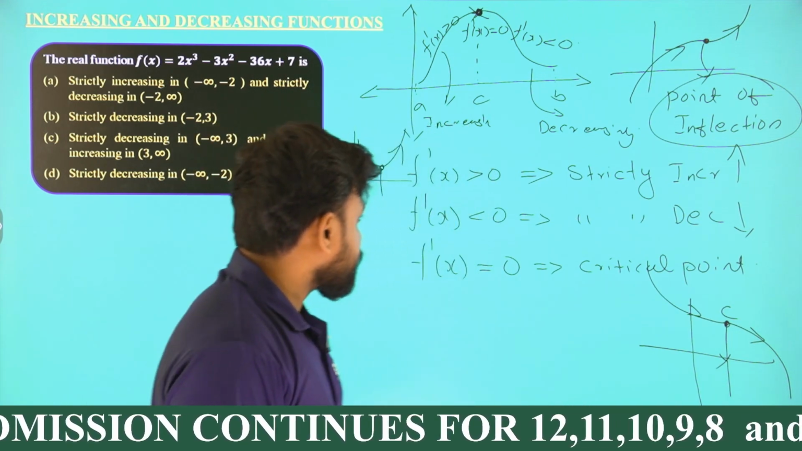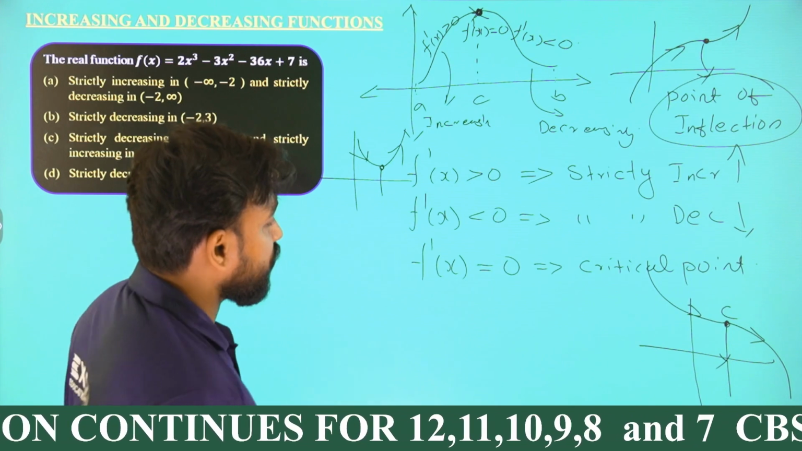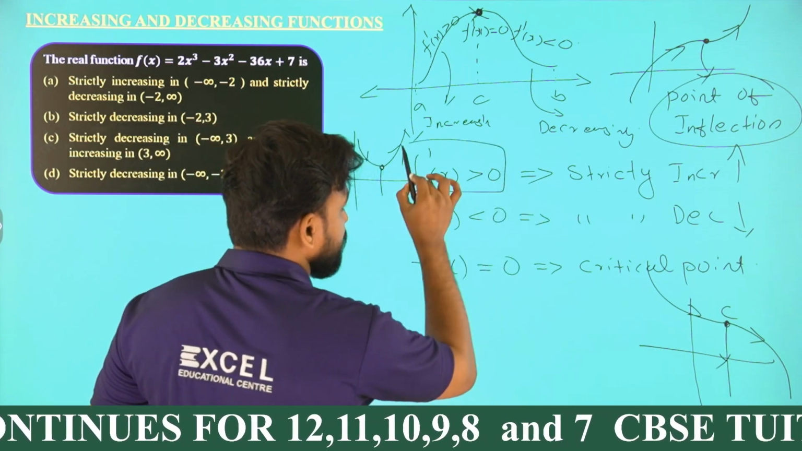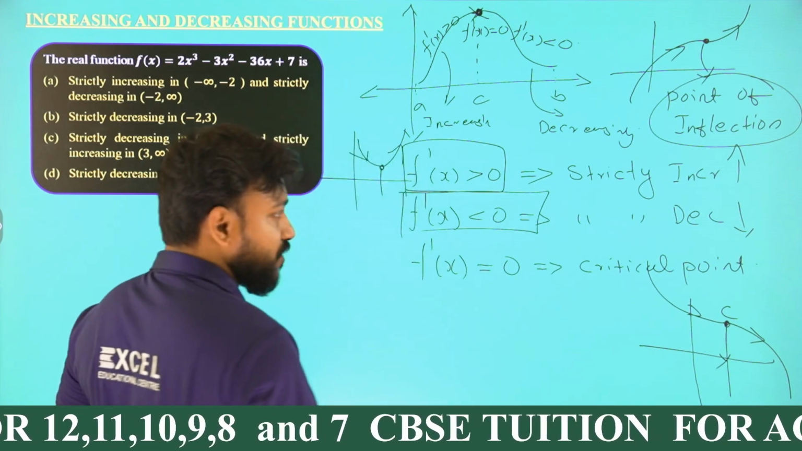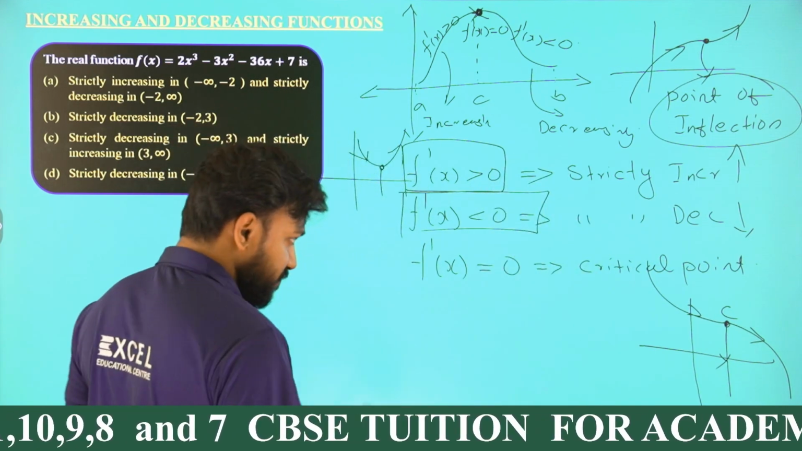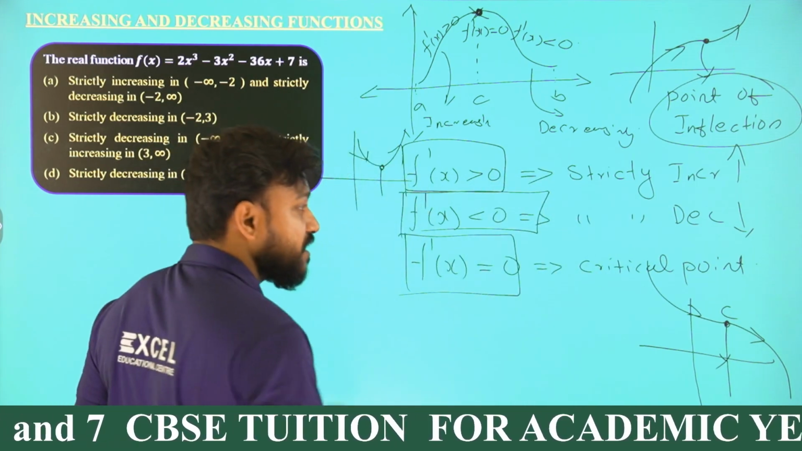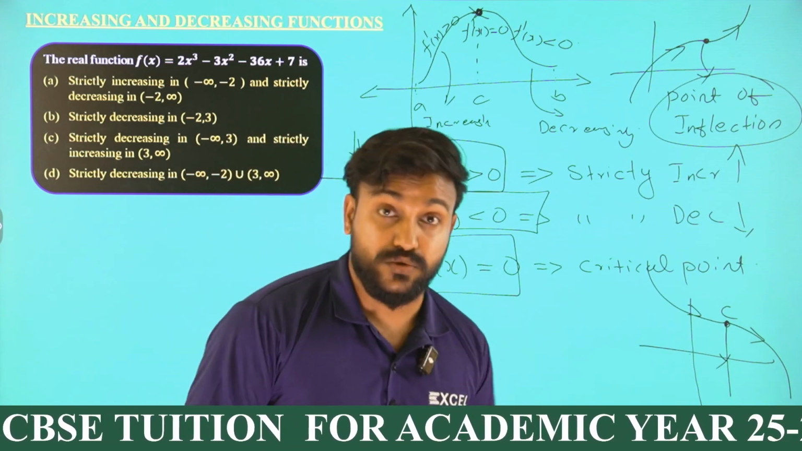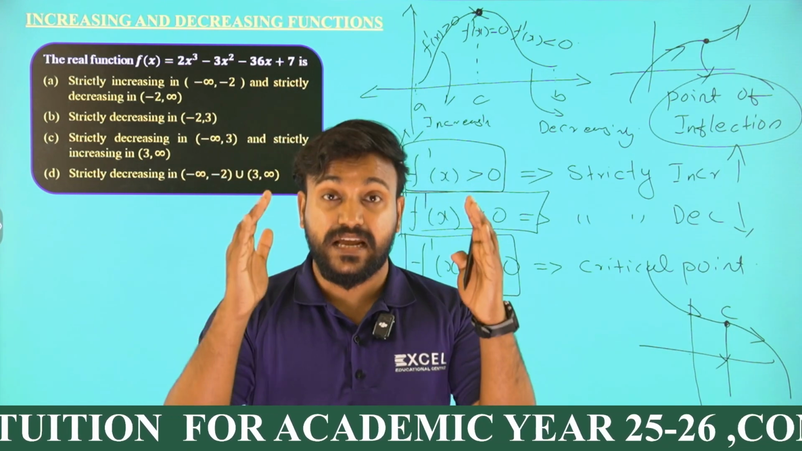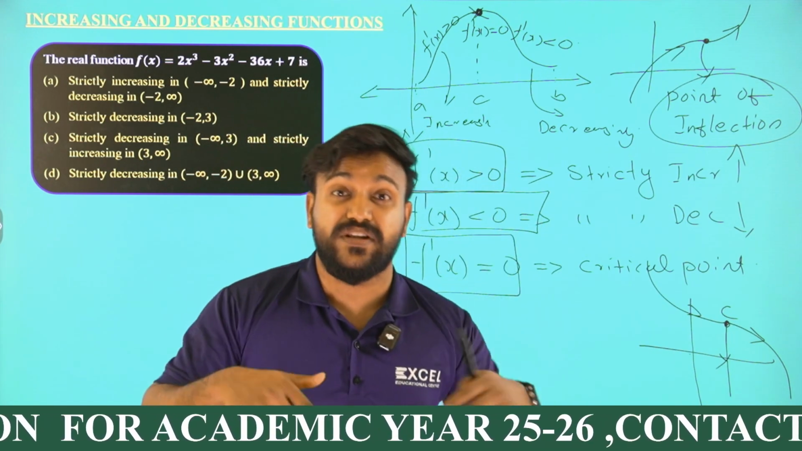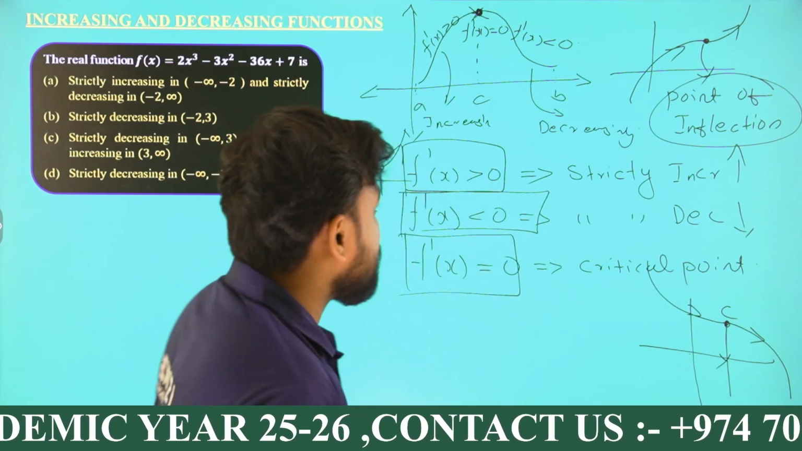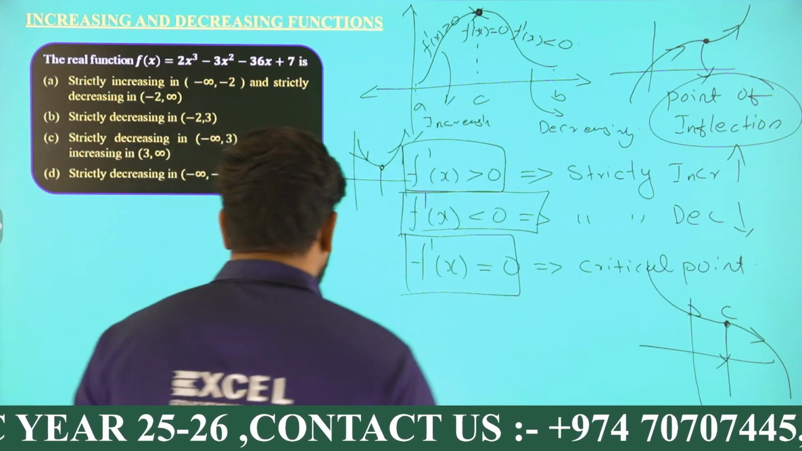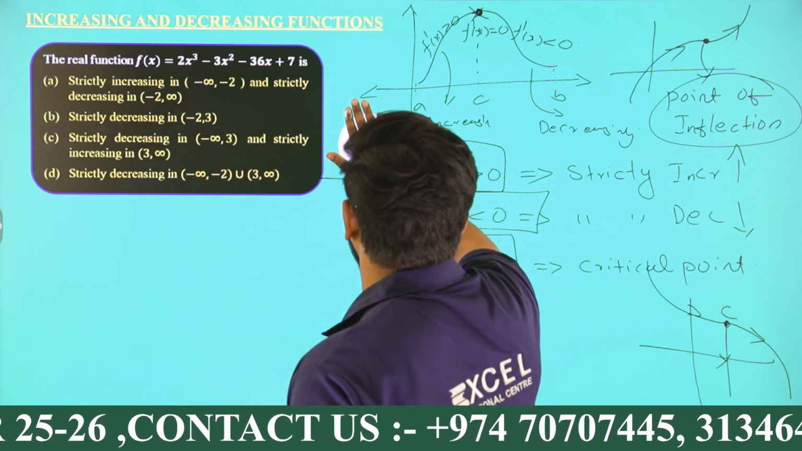So listen, in this topic we have to know if f dash of x is greater than 0, it is strictly increasing. If f dash of x is less than 0, strictly decreasing. If f dash of x is equal to 0, critical point. So you have to know what a critical point is. At a critical point, increasing and decreasing will change. The behavior of the function will change. So let's use these ideas in this question. You will get more clarity while we are doing the question.